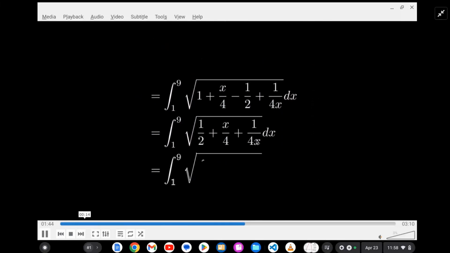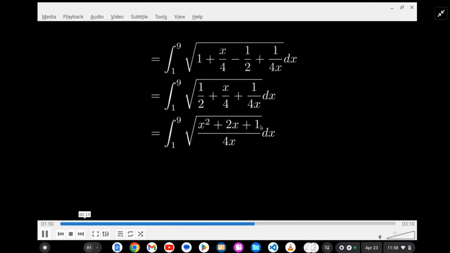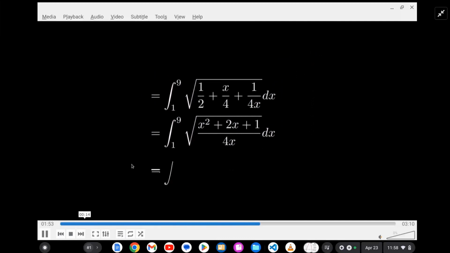The denominator is 4x. And I also rearranged the order a little bit. So we've got the x squared plus 2x plus 1. Okay. Now, hopefully you can see that we can factorize that. And it is a square. (x plus 1) squared. Okay. So that's nice.